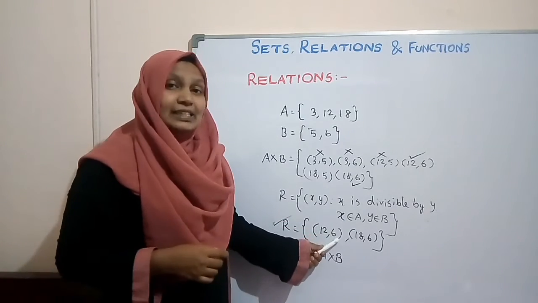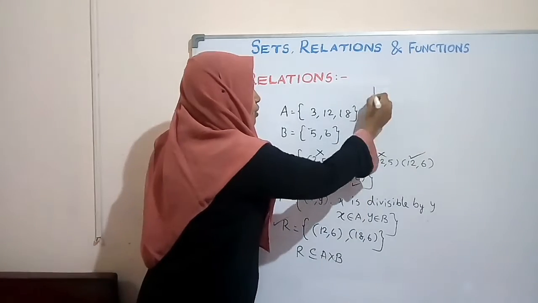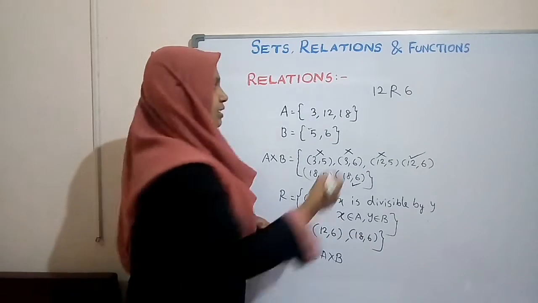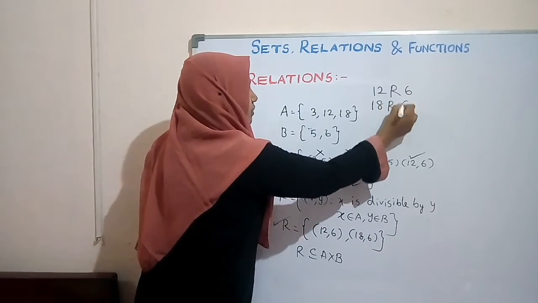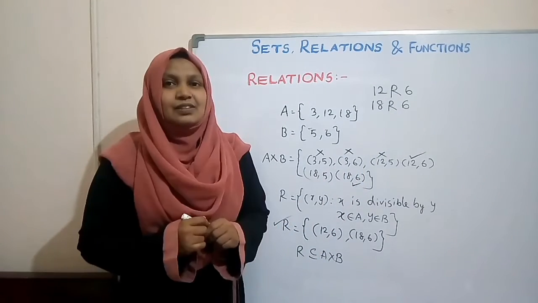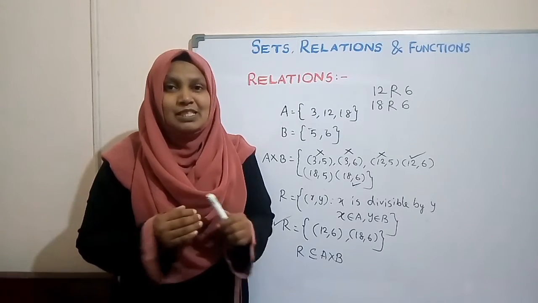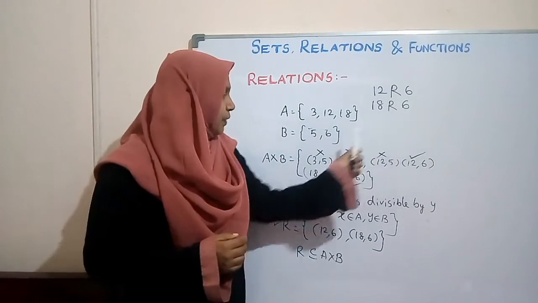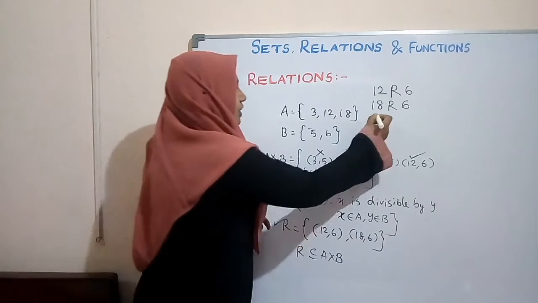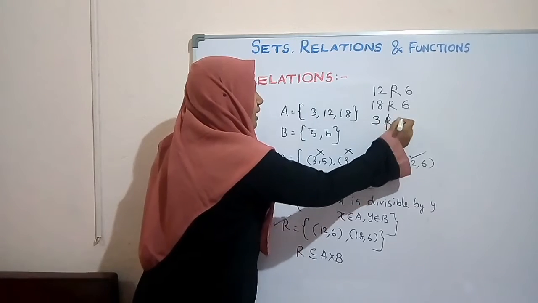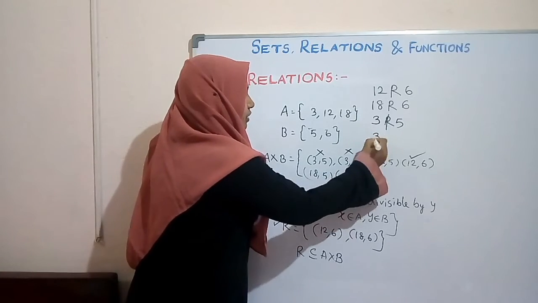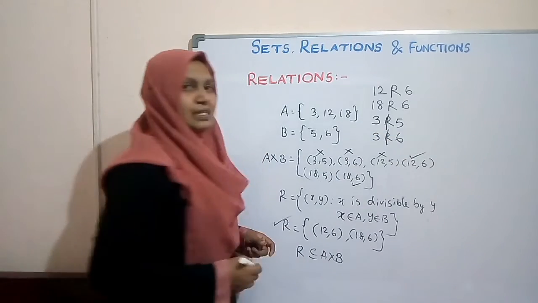And 12 is related to 6. So we can write like this. 12 is related to 6. 18 is also related to 6. So we can write 18 is related to 6. Okay, according to this condition, these 2 elements are related. So according to some condition, if 2 elements are related, we can write like this. Now 3, 5 is not related. So we can write 3 is not related to 5. See, the next one is also not related. So how will you write? 3 is not related to 6.